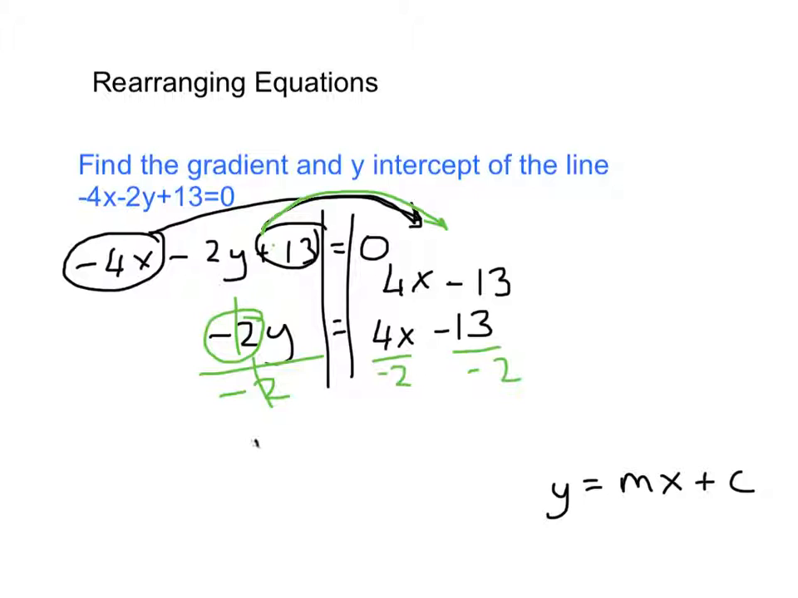I'm left with y equals 4 divided by negative 2 is negative 2x, and negative 13 divided by negative 2 is positive 13 over 2. So that's a rearrangement. And when I rearrange it this way, I'm able to see what's my gradient and what's my y-intercept.